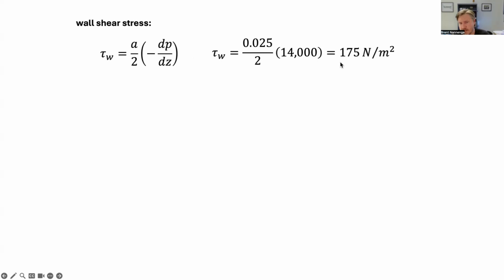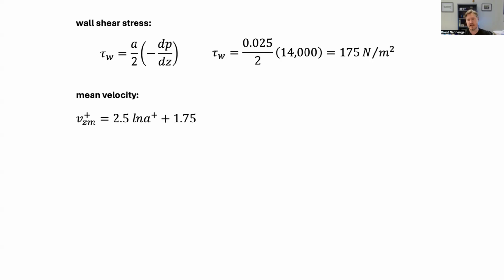Why is it important that we calculate the wall shear stress? Well, if you remember that value, the friction velocity, the shear stress of the wall over density, that was the key to unlocking the dimensionless numbers. So we need this to calculate the friction velocity and go back and forth between the dimensionless parameters. Okay, so we'll come back to that.